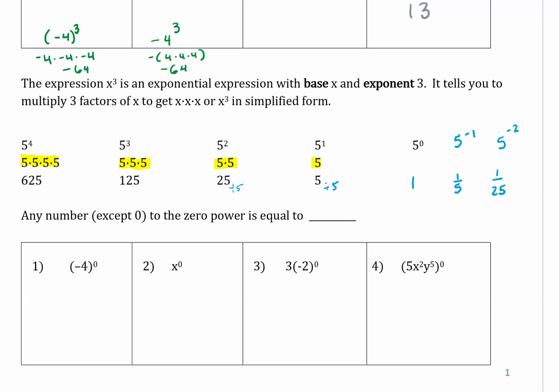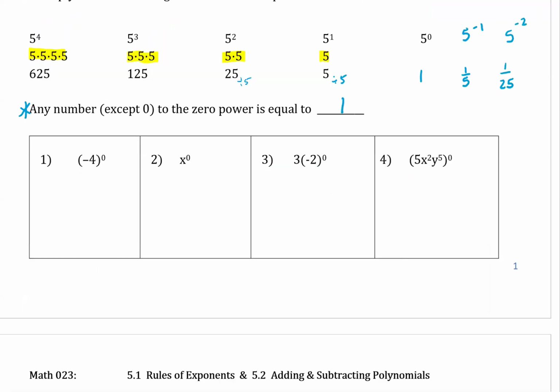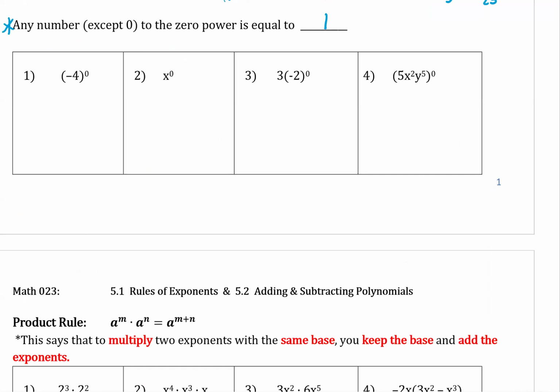All right, so our big thing here is any number except 0 to the 0 power is equal to 1. All right, so let's evaluate some. -4 to the 0 is 1. X to the 0, provided x doesn't equal 0, is 1. 3 times -2 to the 0, well, -2 to the 0 is 1. So this is 3 times 1, which is 3.